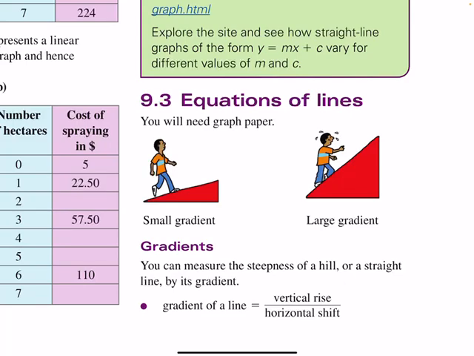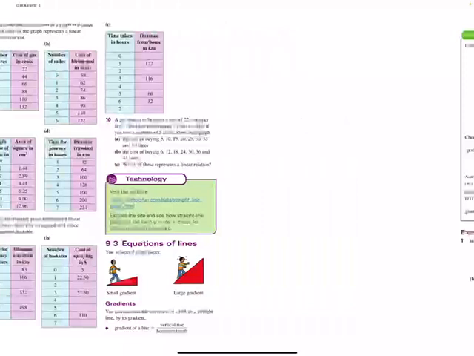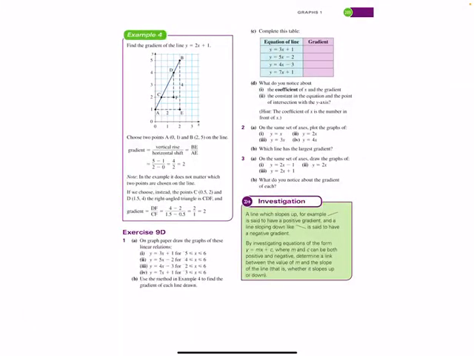9.3. The last thing for today. Gradient of the line, m. Y equals mx plus c. Finding m. How do you find m?